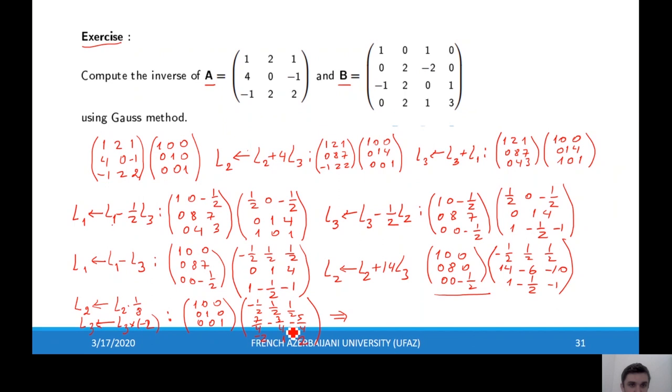The inverse of A is minus 1 over 2, 1 over 2, 1 over 2, 7 over 4, minus 3 over 4, minus 5 over 4, minus 2, 1 and 2.